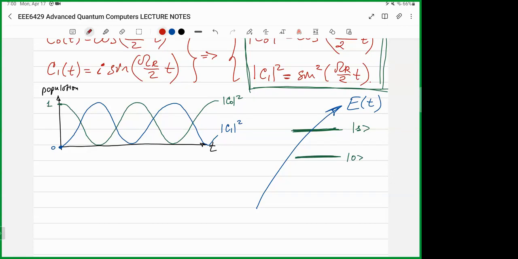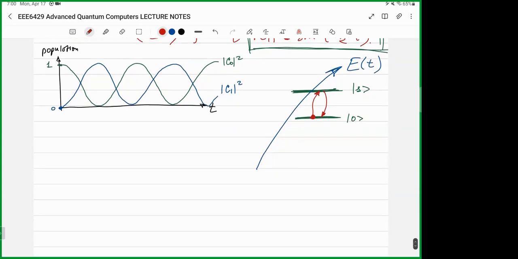So in this system, if it was initially in the ground state, I get the oscillations of population of this ground state and excited state. So these two levels constantly exchange the electron. Basically, it starts from the ground state, then goes up to the excited state, then goes down to the ground state, and I have these oscillations.